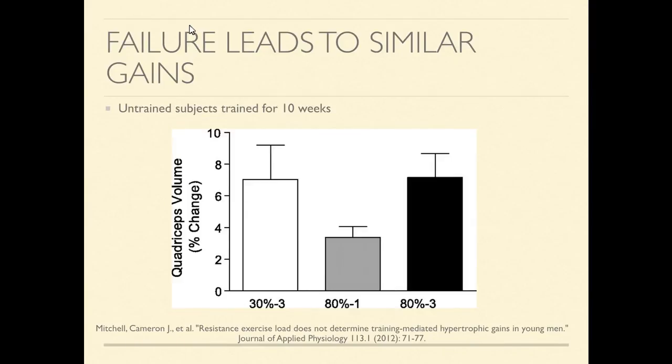So what we're looking at is untrained people, and basically they had them do 30% of their 1RM to failure, and then 80%, with 1 set, and then 80% for 3 sets till failure. Notice that the 80% group and the 30% group both increase muscle size the same. This indicates that you can hypertrophy in an untrained population with the high rep to failure versus the low rep to failure.